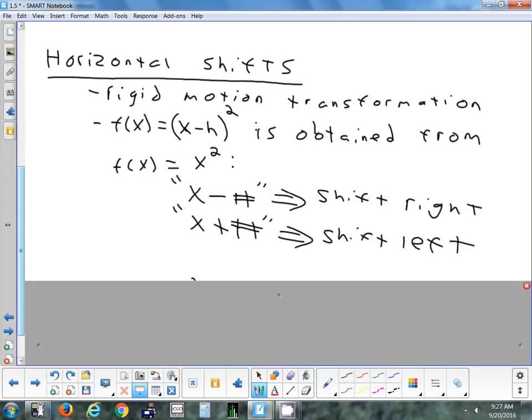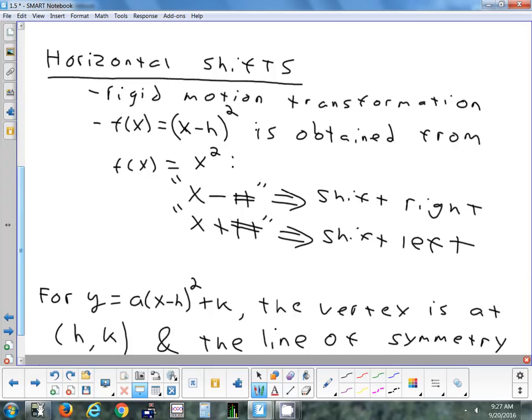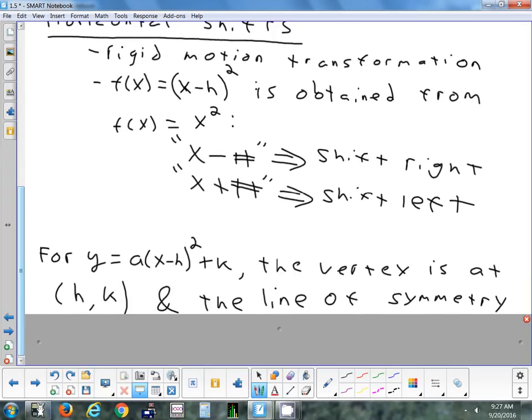So I think somebody mentioned this earlier. Once we start shifting, we're moving where the vertex is. Normally the vertex is at the origin. But now we know how to shift the vertex left and right and up and down. So here are the 3 transformations we've looked at. A is your vertical stretching and compressing. H is your shifting left and right. K is your shifting up and down.